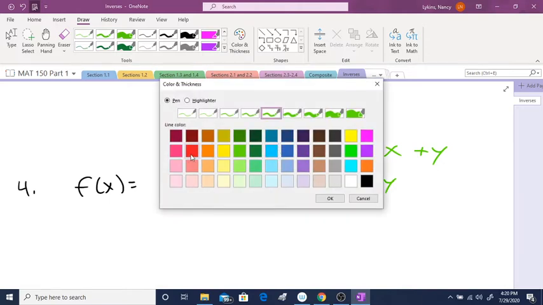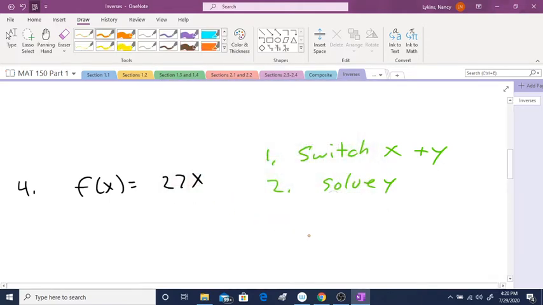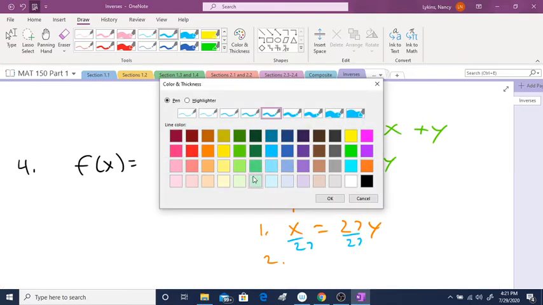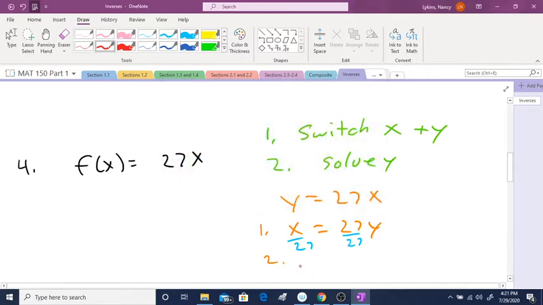Okay, so I want you all to think about this for a little bit. f of x equals 27x. That means y equals 27x. Okay, so my first step is going to switch. My y becomes x, and my x becomes y. My second step is I want to take that 27 and solve for y, so I'm going to divide by 27. So y equals x over 27.